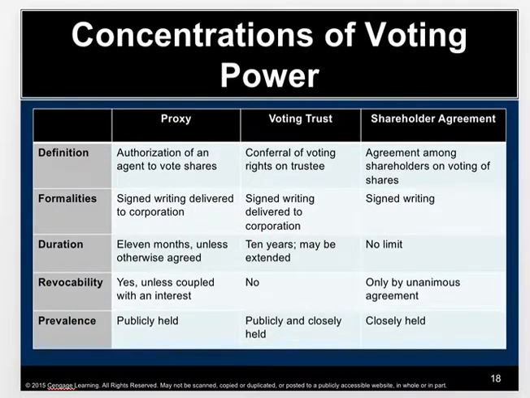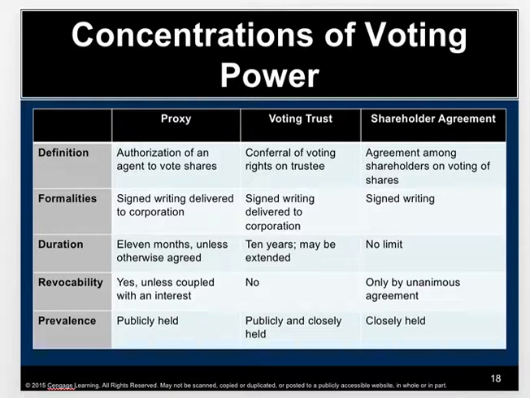So when we're talking about the concentration of voting power, and again, this is from a shareholder's perspective, there's three different ways that shareholders can do that, either through proxy, through a voting trust, or through a shareholder agreement. And this slide is actually very, very good because it puts everything together. It tells you what it is, what the formalities are, most require some type of signed writing or signed document. It tells you what the duration is, whether it's revocable or not, and it tells you the prevalence, right? When is it most used, and which types of corporations use these mechanisms the most?